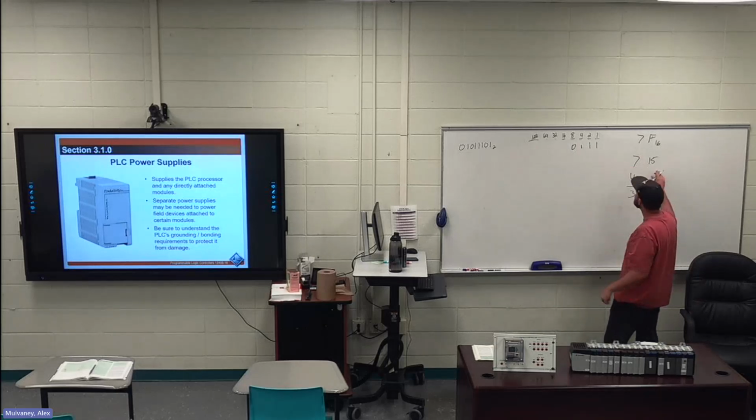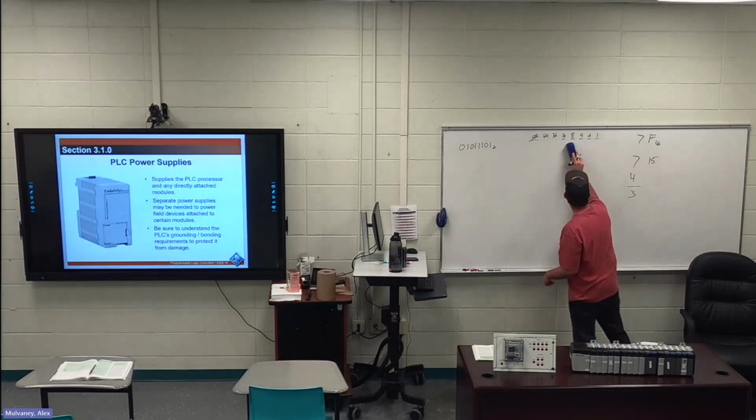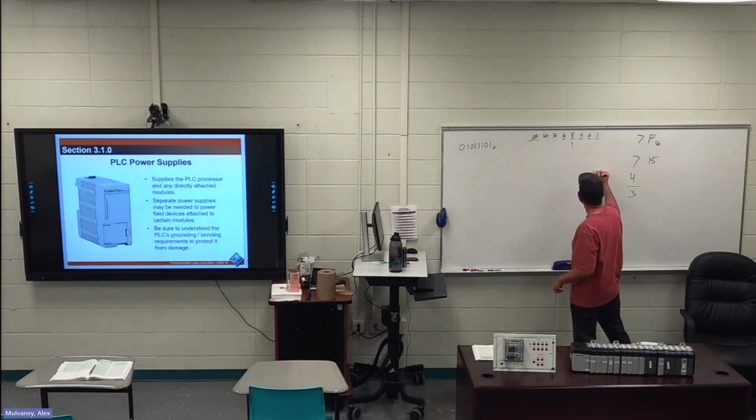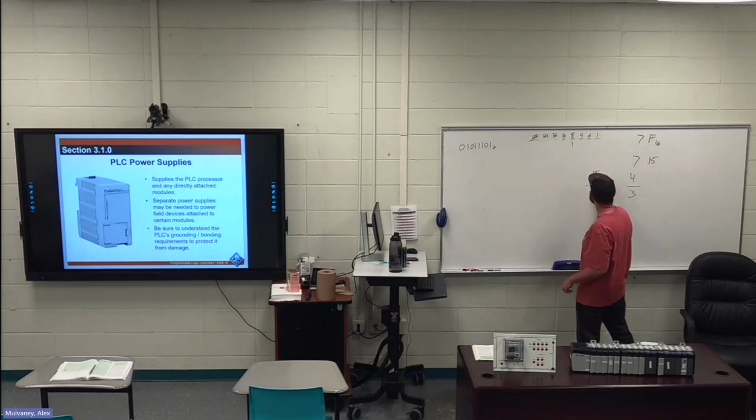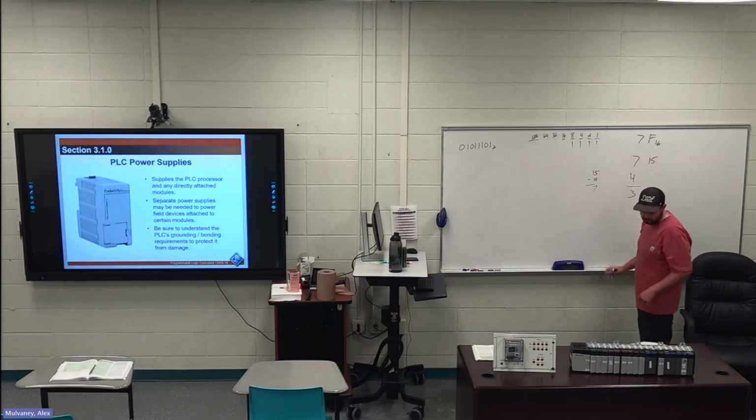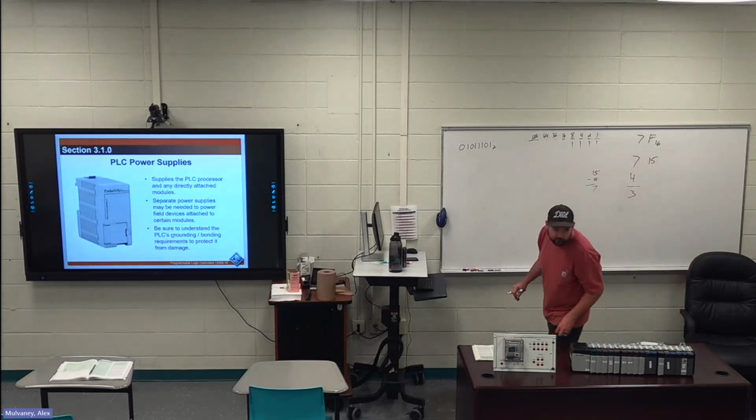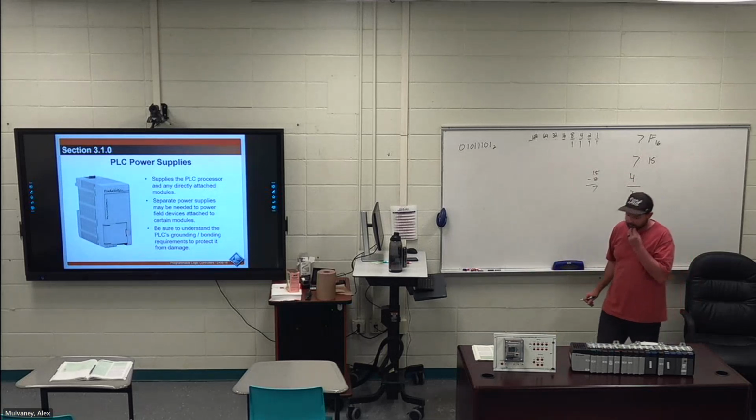So then we go to 15. What's our decimal number? Biggest number that goes into 15 is 8. 15 minus 8 is 7. 4 going into 7, I'll have 3 left, and then I'll have 1. Is that 1, 1, 1, 1? There you go. Okay. Does that make sense?